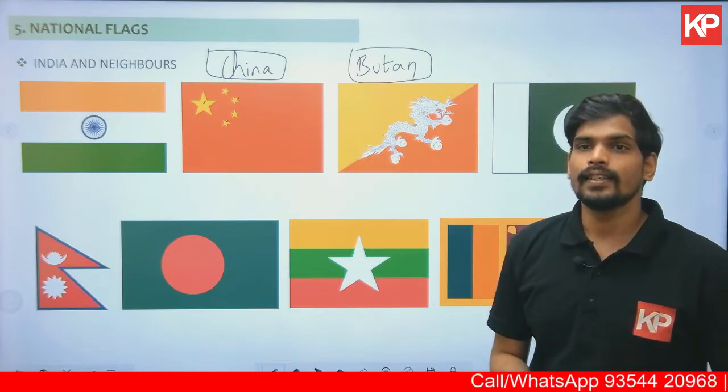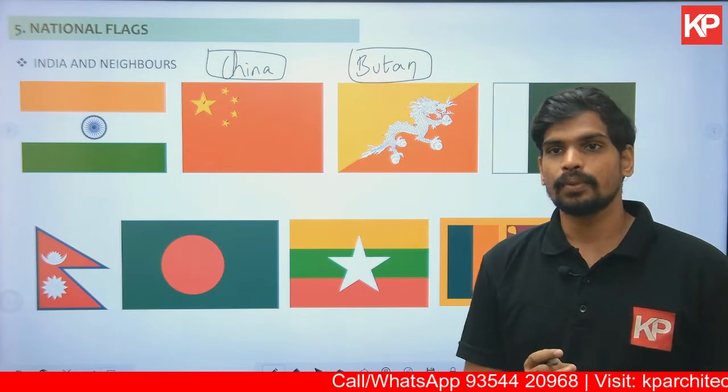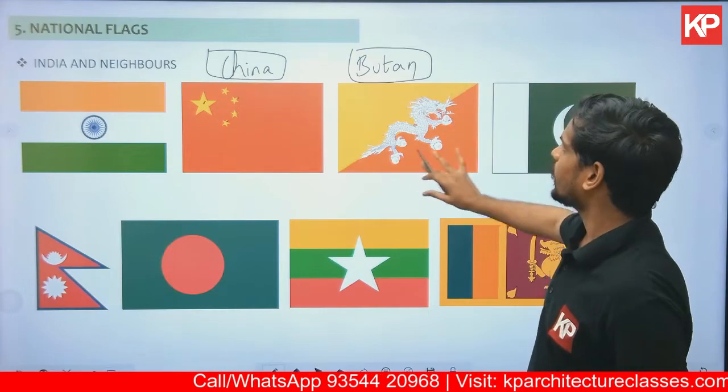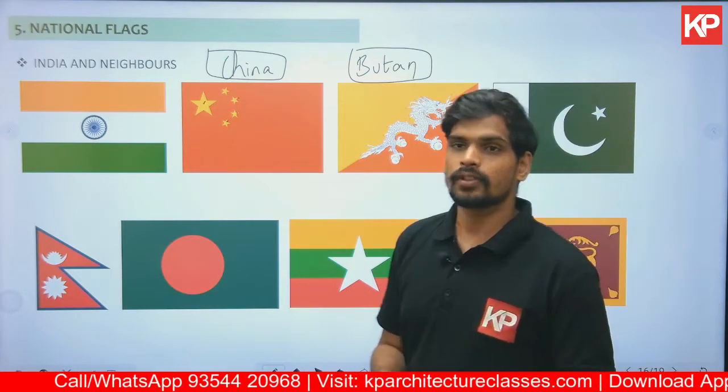Then this is the flag of Bhutan. The flag of Bhutan has a dragon. The dragon is associated religiously with this country of Bhutan. So it is a flag with 2 colors and a dragon represented overlapping both the colors. That is the flag of Bhutan.